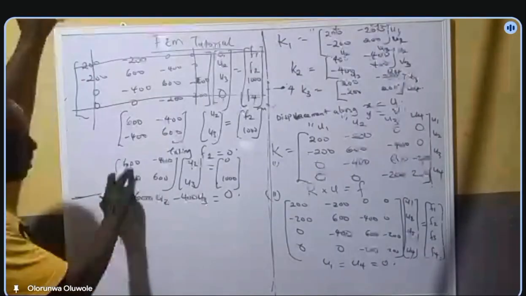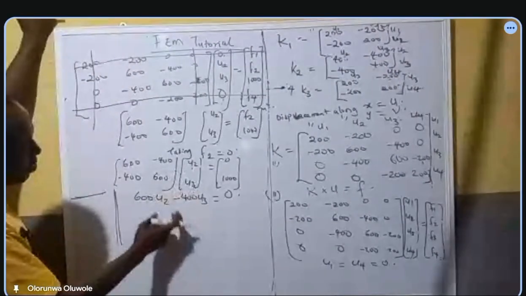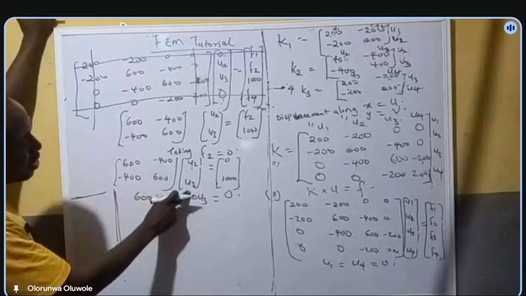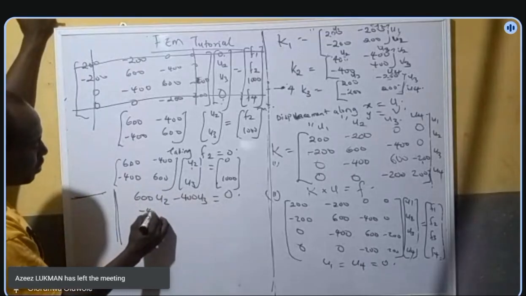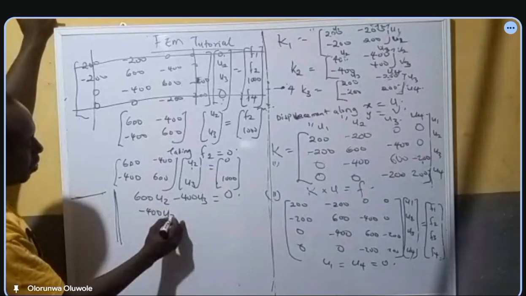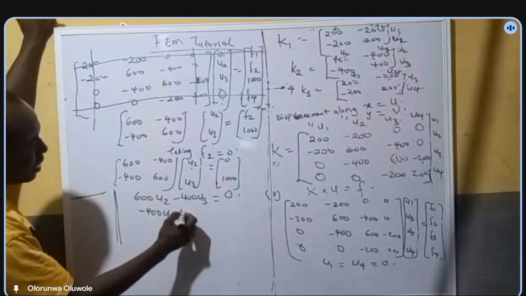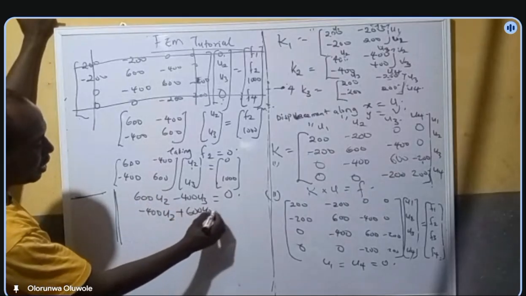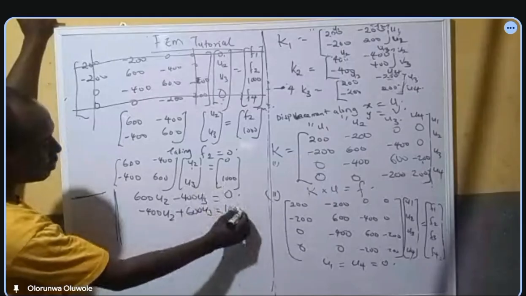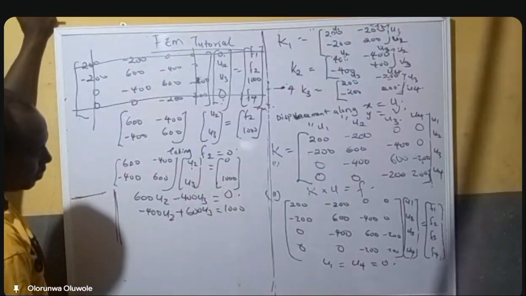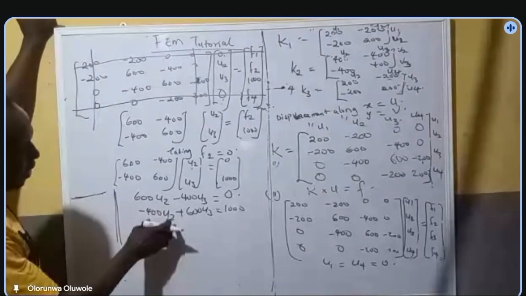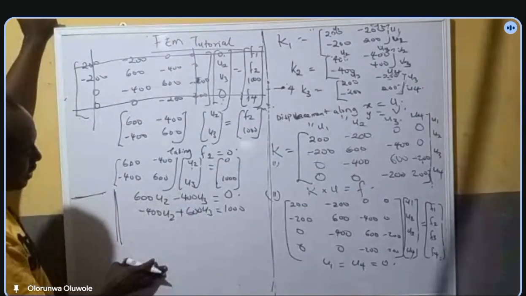So we get 600 times U2, 600 U2 minus 400 times U3, this then equals 0. Then we have minus 400 U2, plus 600 U3, 600 U3 equals 1000. Do we get that? Then you can solve this one simultaneously.